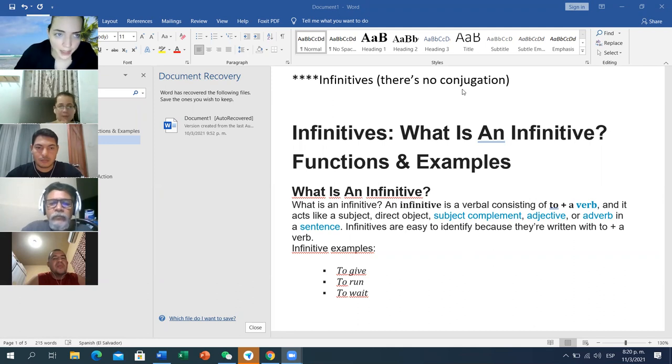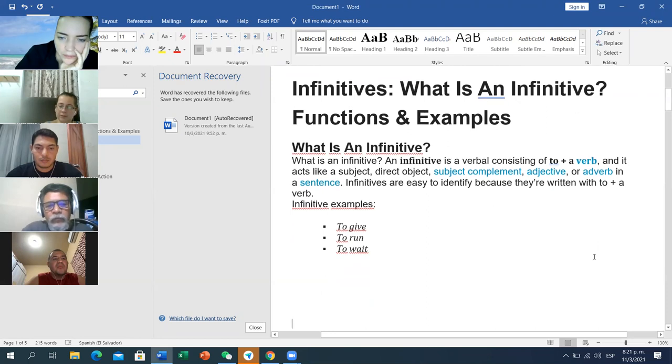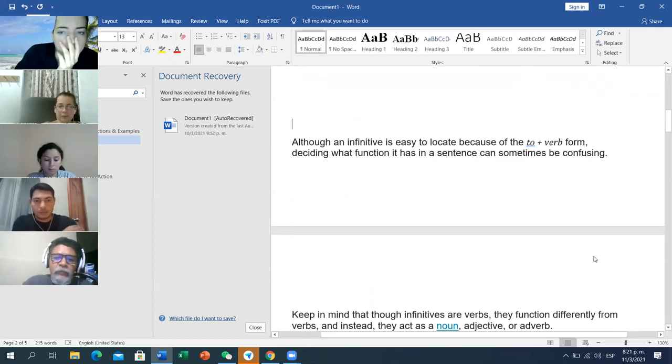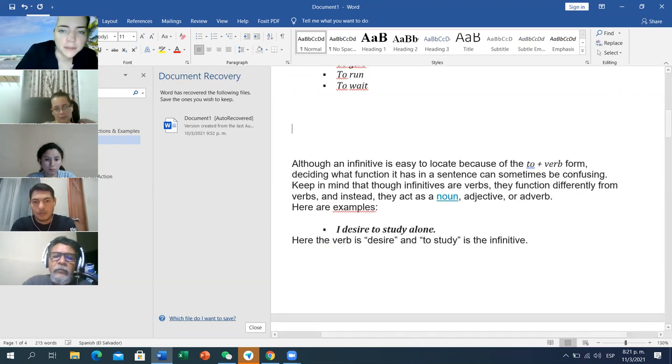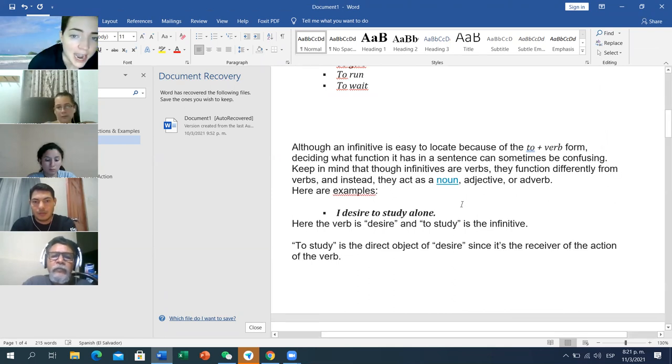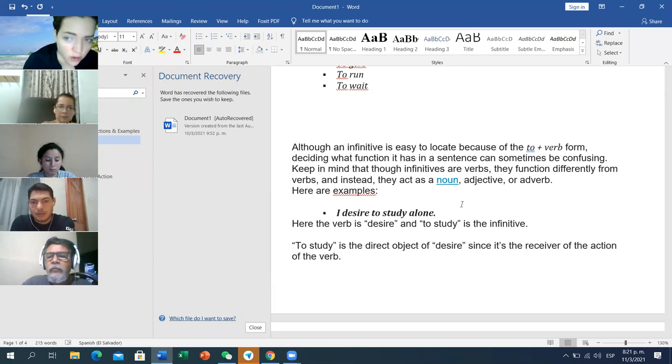Now, so, pay attention. It is the word to, no sé si llamarlo como un auxiliar, but is that exactly the small word, plus a verb in the base form. Con un acompañante que sería el base form, el verbo, ¿verdad? We're going to see more than that. Vamos a ver más de ello. Okay. And as the video says, y como dijo el video, helpful, an infinitive is easy to locate. Es fácil de ubicar. Because of the to plus the verb form. Lo que estamos haciendo un énfasis en eso.